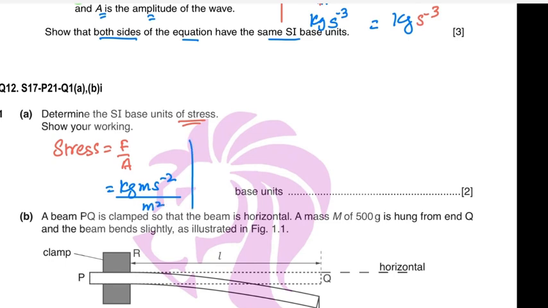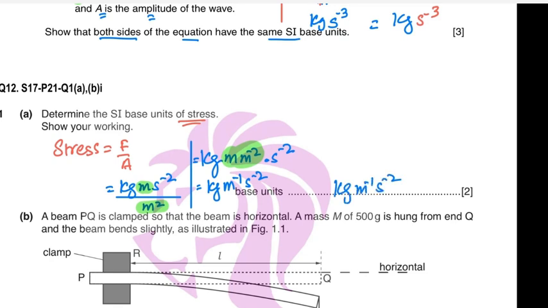So basically, it will become kg m to the power 2 when it goes from the denominator to the numerator, it becomes m to the power minus 2. So m to the power 2 and m to the power minus 2, and s to the power minus 2, will simplify to kg m to the power minus 1 s to the power minus 2. M to the power minus 2 and m to the power 1 will make it m to the power minus 1. So kg m to the power minus 1 s to the power minus 2.